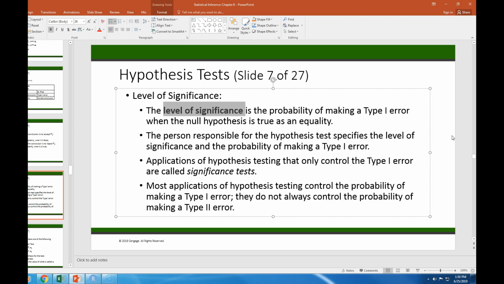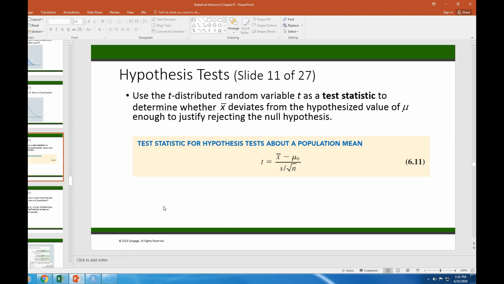So when we're going to run the example in Excel and R, I'll go over what different levels of significance will lead to in terms of the decision of the hypothesis test. But generally, the lower the level of significance is set, the lower the probability of making a type 1 error. In order to perform a hypothesis test, first we need to collect a sample from the population that we're testing for. Then we need to determine what is the population parameter that we're testing.